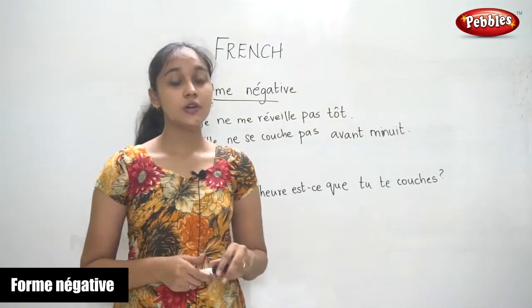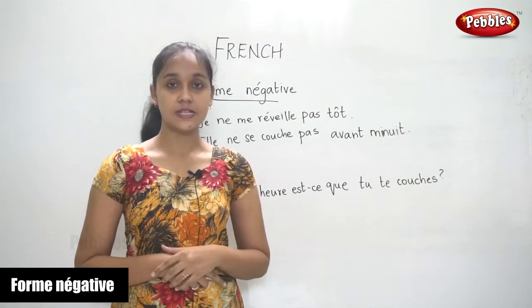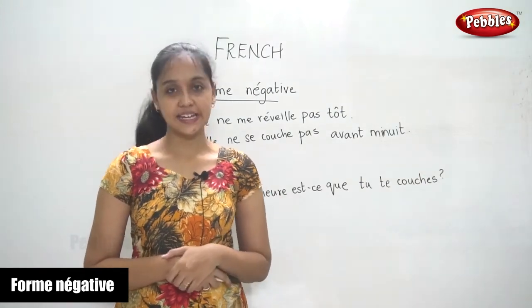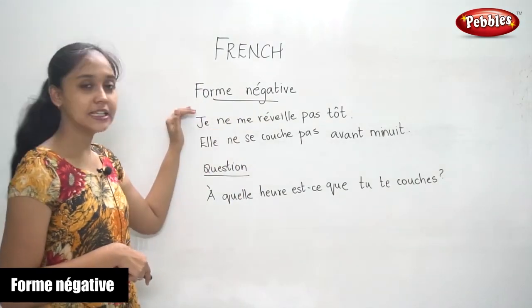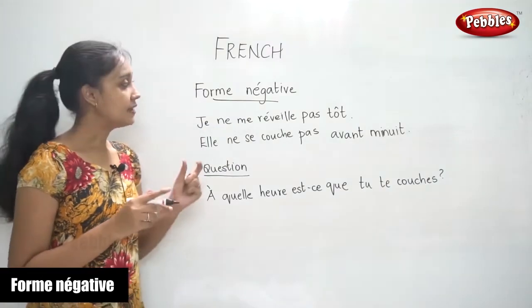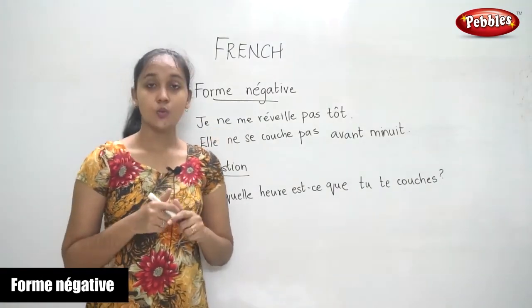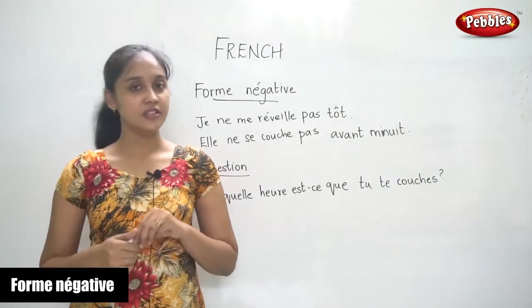Now that we know how to conjugate it, let us see how these verbs appear in the negative form. Now, you know that for a negative sentence, we add ne before and pas after the verb.